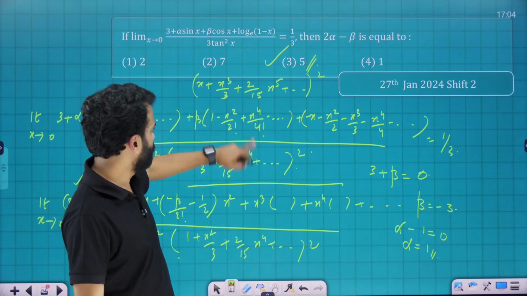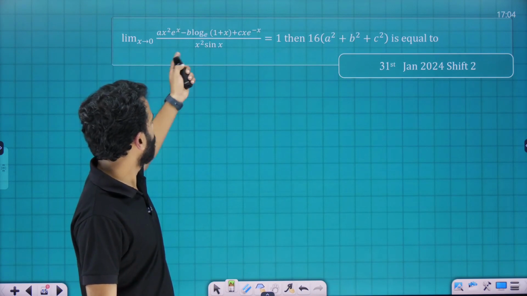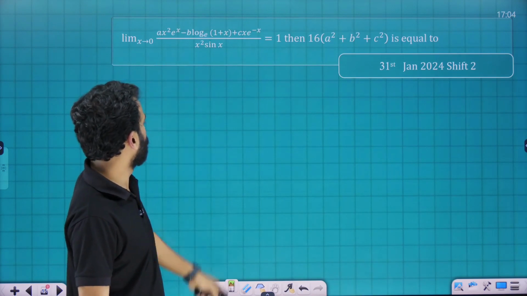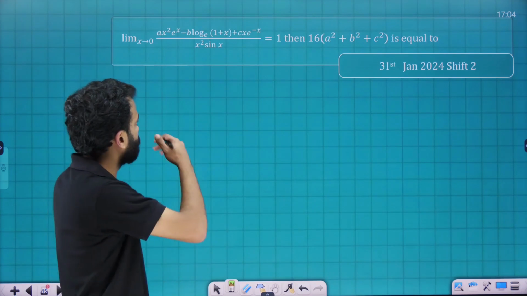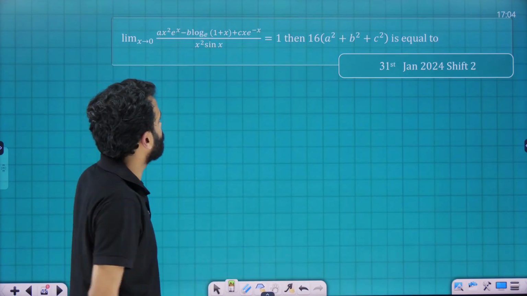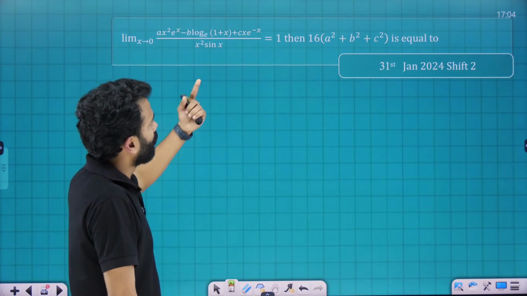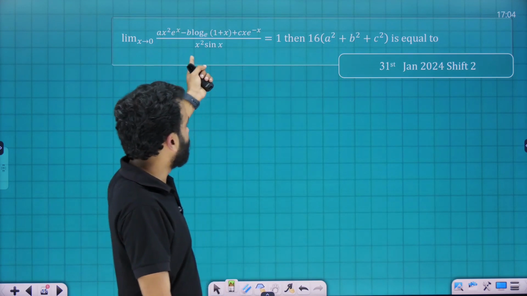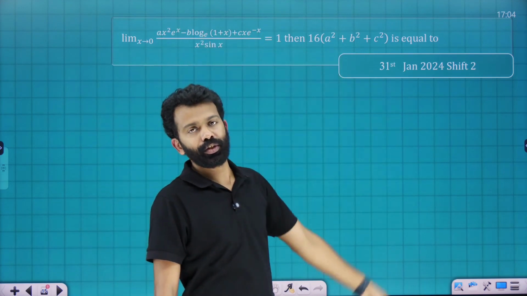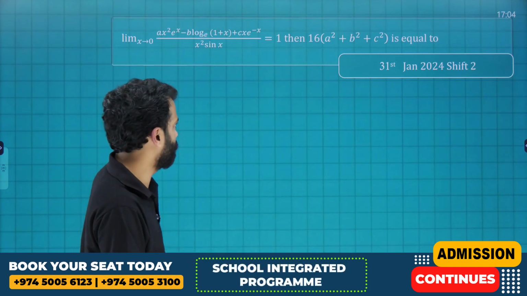I think there is one more question based on this one. Let's formulate that. Okay, next one. Limit x tends to 0, ax square into e raised to x minus b log 1 plus x plus cx into e raised to minus x divided by x square sin x is equal to 1. Then you need to find the value of a, b, c and apply it here. That is 60 into a square plus b square plus c square is equal to 1. A slightly bigger question compared to the previous one.